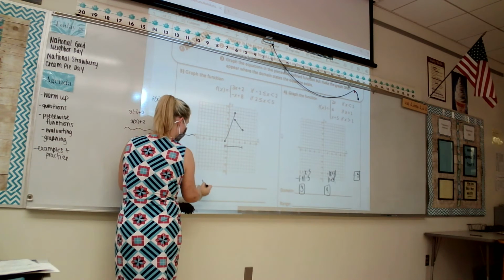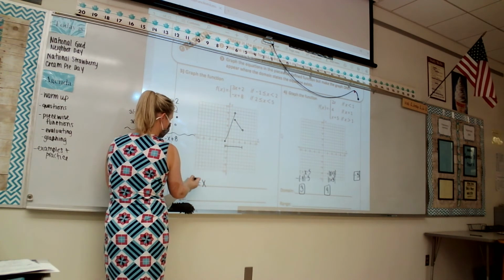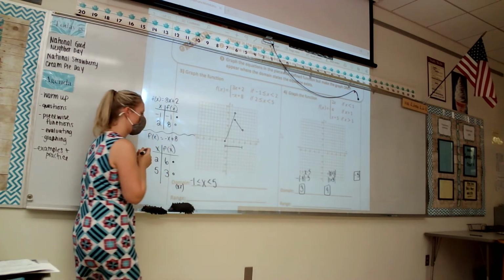So you can write it like this. That's a closed circle, so it's greater than or equal to -1. And that's an open circle, so it's less than 5. That's one way to write it.